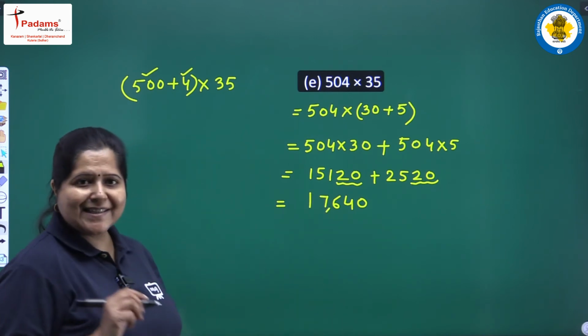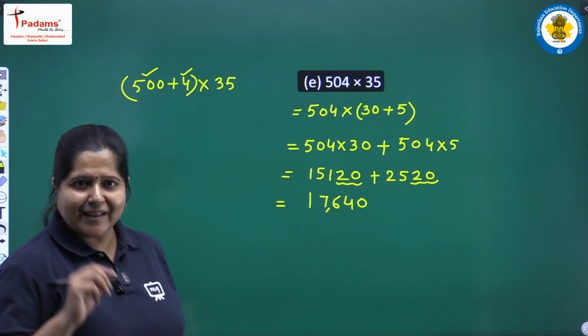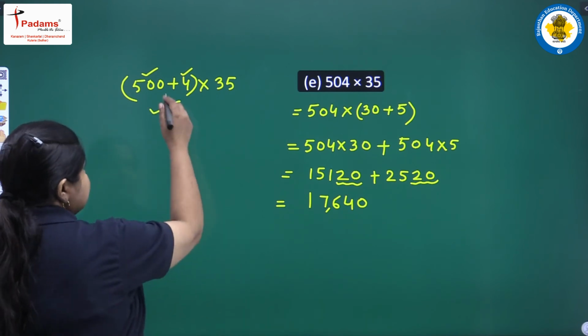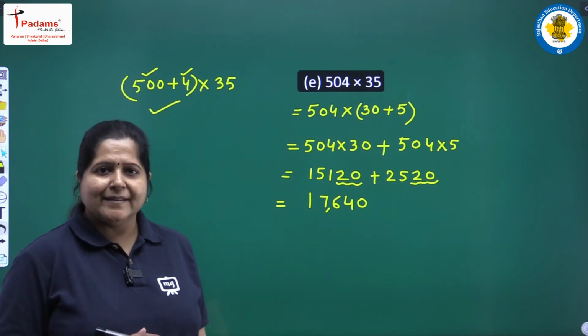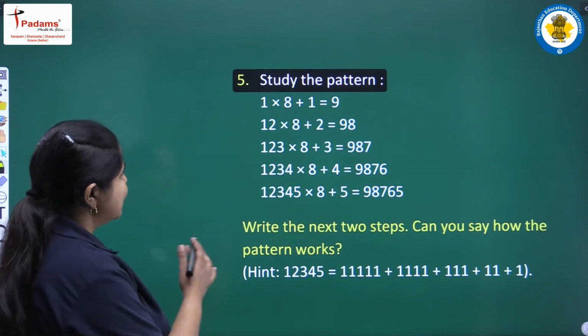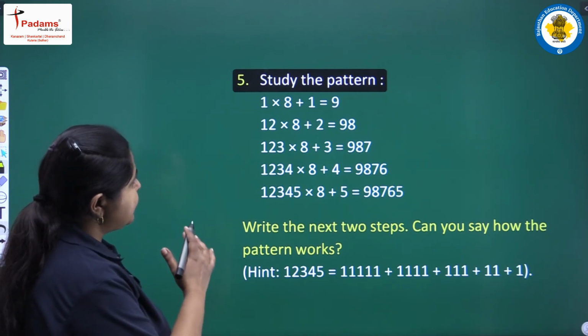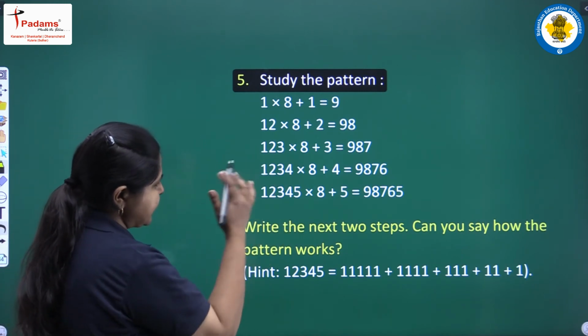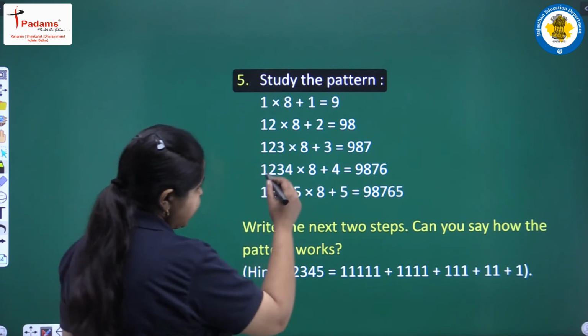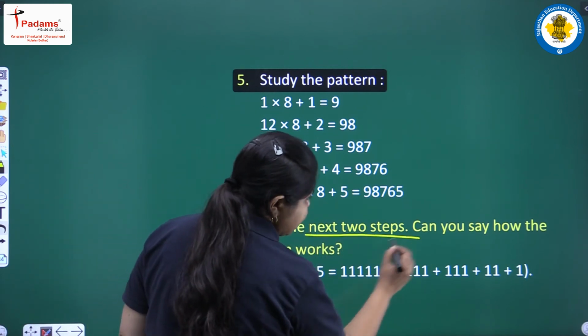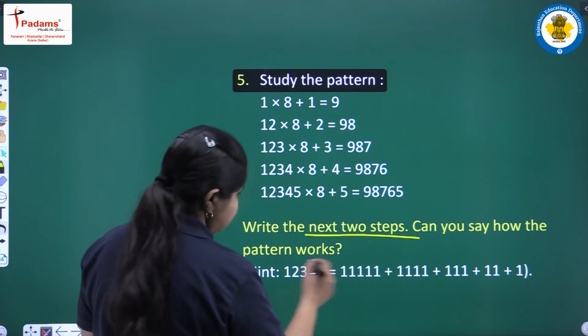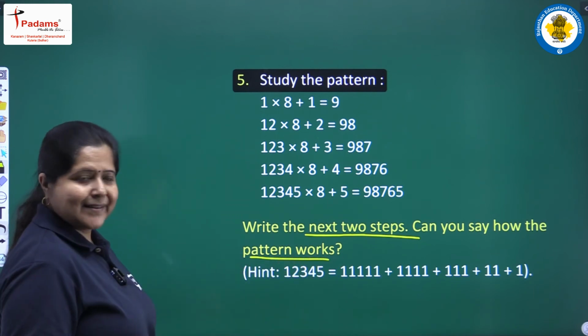It's 17,640. You can do in this way also, it will be also very easy to do. Then we have this question, question number 5. Study the pattern. Here we are having one pattern, and then we have to study it and write the next two steps, and we have to find the pattern also working behind it.